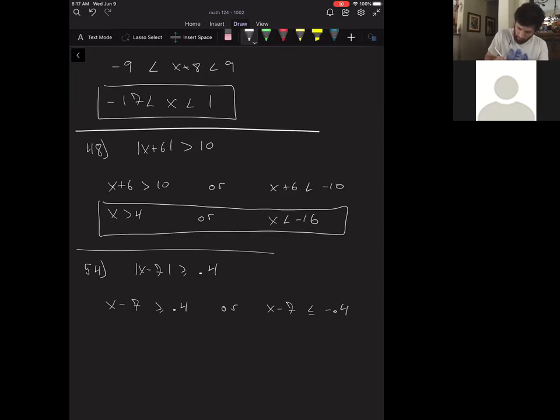So over here, we can add the 7 over. So x is going to be bigger than or equal to 7.4. And over here, we add it over, we're going to get x is less than or equal to 6.6.